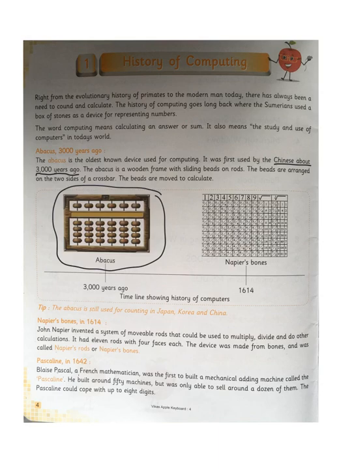The abacus is a wooden frame with sliding beads on rods. So this is the wooden frame and these are the beads which have been placed on the wooden frame. The beads are arranged on the two sides of the crossbar. The beads are moved to calculate. You can see some beads are over here and some beads are over here. They are arranged in such a manner so that we can easily calculate things. We can perform addition, we can perform subtraction and other simple calculations. So the beads are moved to perform the calculation, and this is how an abacus looks.